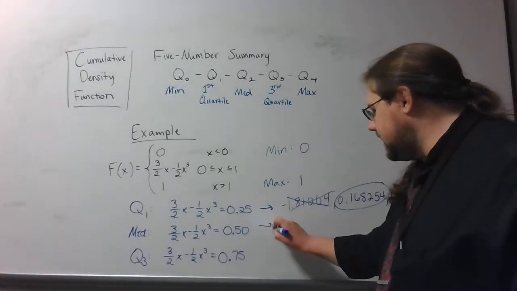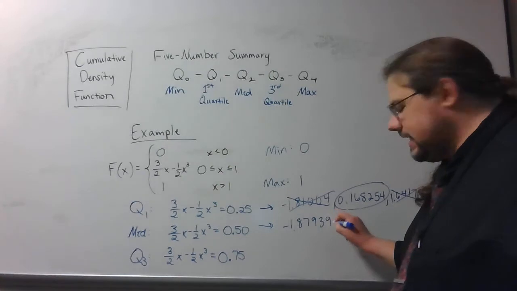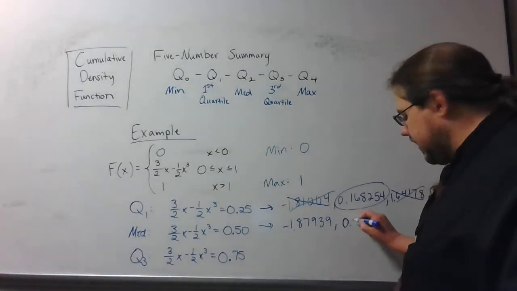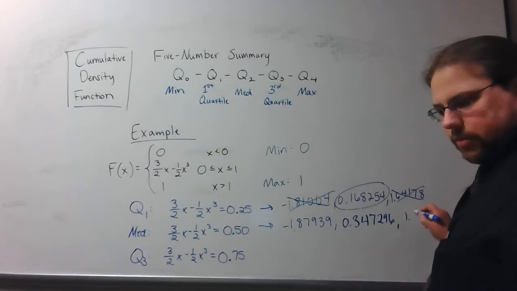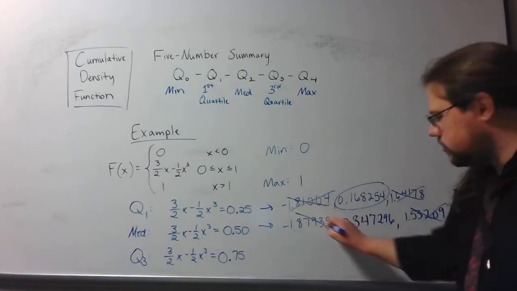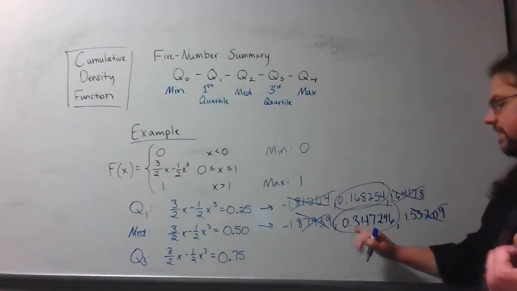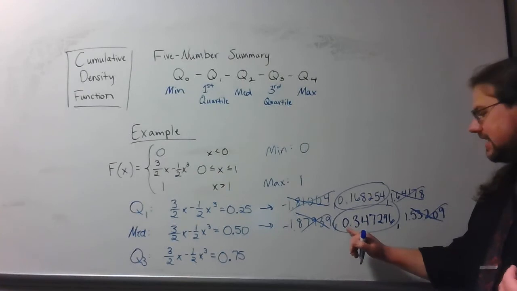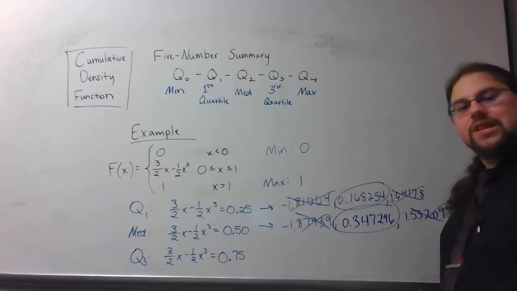Now, when I did the median, I'm going to go ahead and write these down. I got, again, first one was negative 1.87939. I got 0.347296, and I got 1.53209. Again, too big, too small. There's my one that's just right. So 50% of the time, I'm going to sell 0.347296 tons of gravel or less.